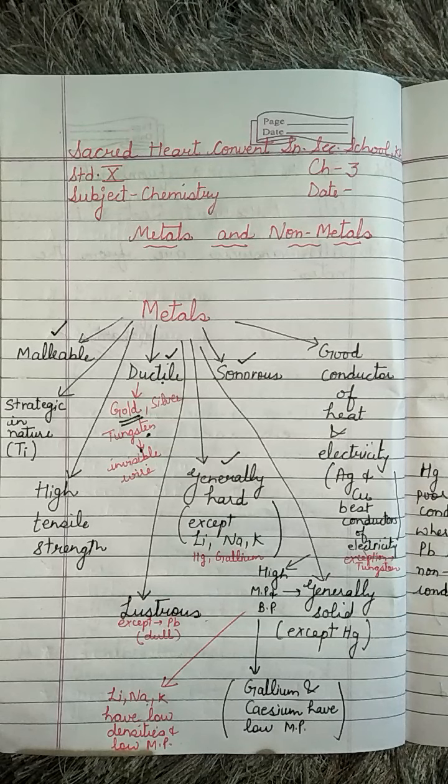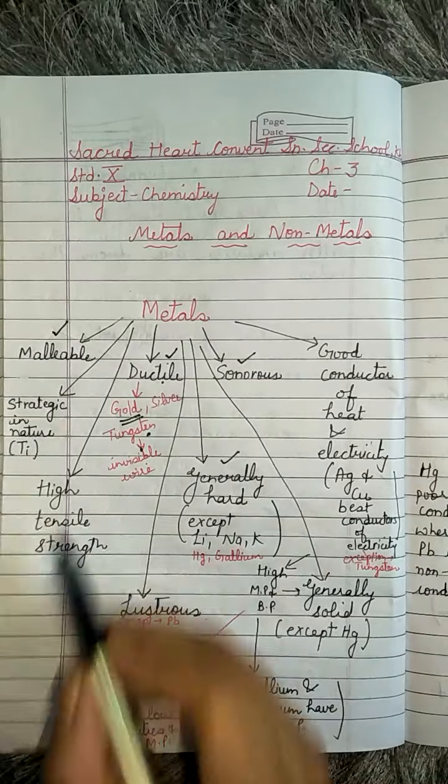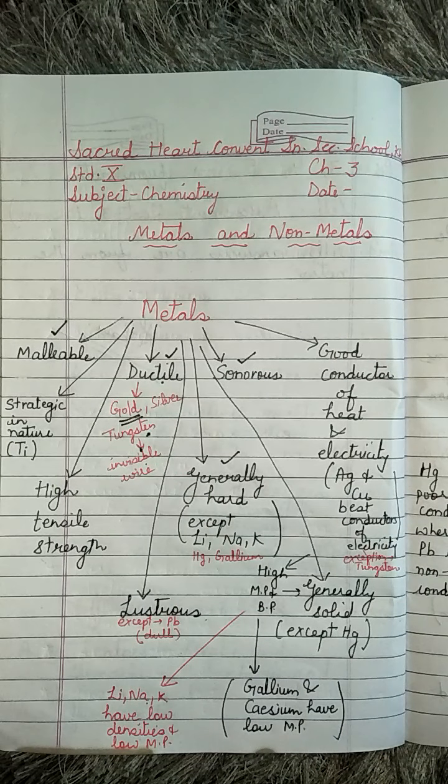How can we say that? Whatever weapons are being made, somewhere in more or less quantity, metals are used. Even in the weapons and tanks, all the things used for strategic functions, or I should say for the defense purpose of the country, metals are used in one way or the other. Then the last property is that metals have high tensile strength.